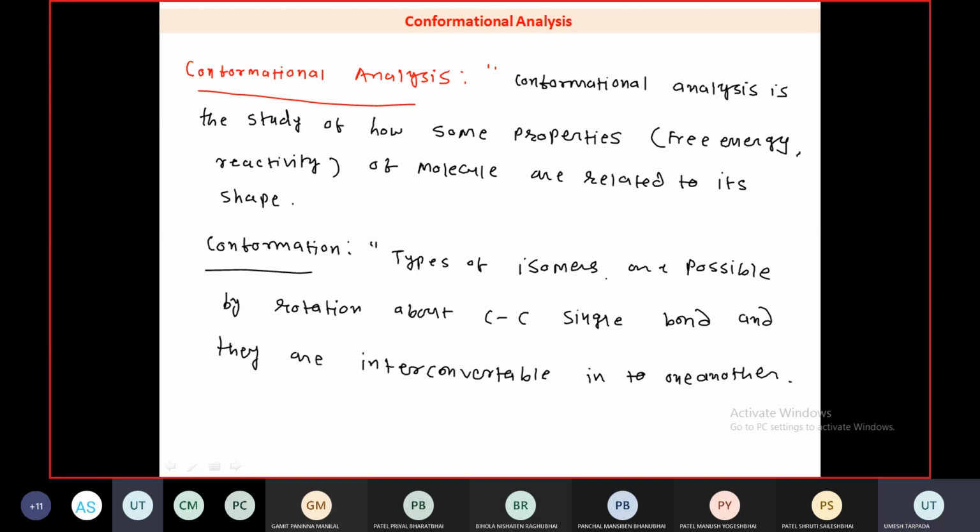So conformation is a type of different stereoisomers, possible by rotation about carbon-carbon single bonds, and they are interconvertible. So that is what you can call conformation. So, especially as far as conformation is concerned, what about its stability?